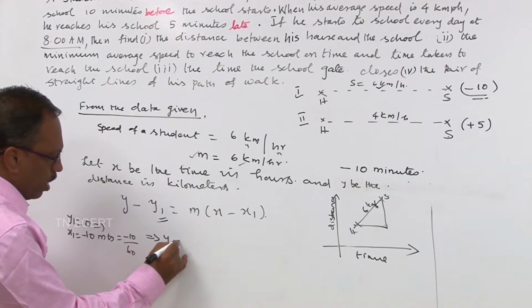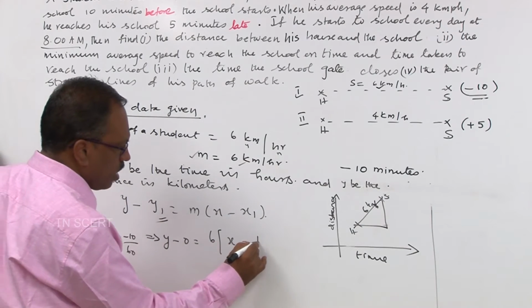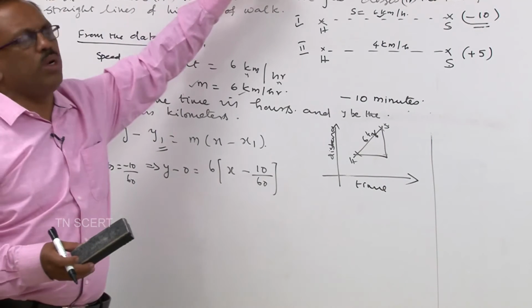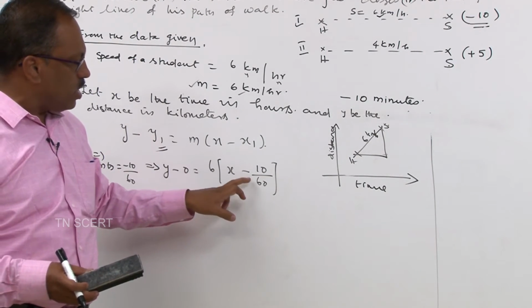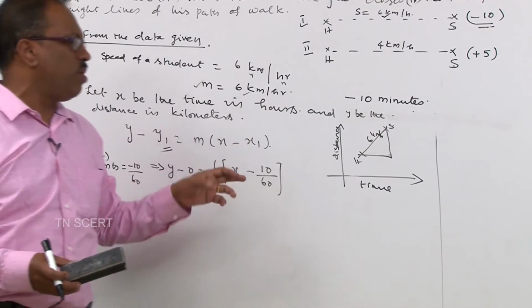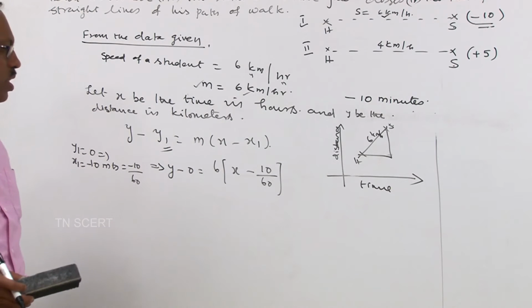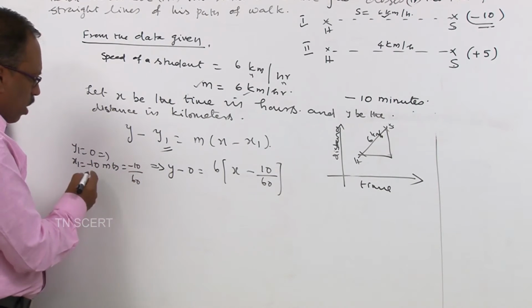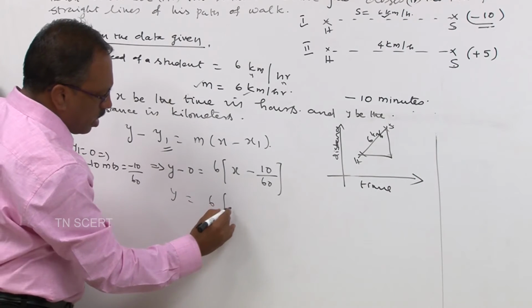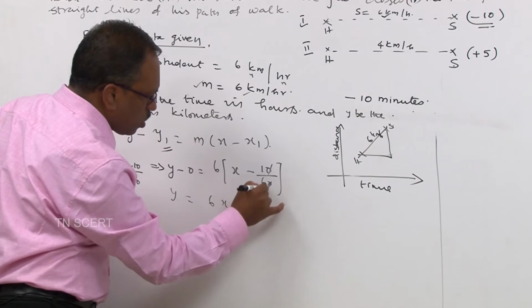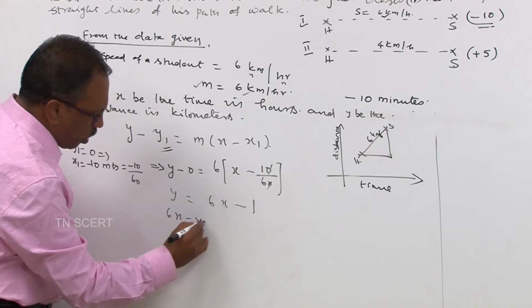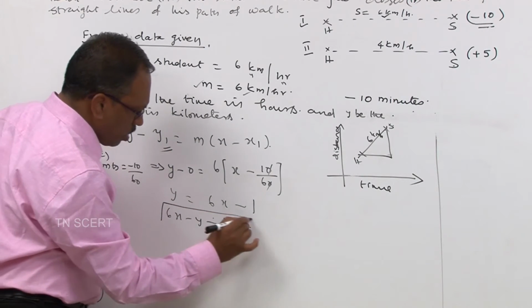So y minus 0, m is nothing but 6, x minus 10 by 60. The 60 is in terms of minutes, since it is given 10 minutes before the school time starts. So y equals 6 times x minus 10 by 60, in advance. He has joined the school before the time. So y equals 6x minus 1. That is the first equation: 6x minus y minus 1 equals 0. That is the first equation for the first data.